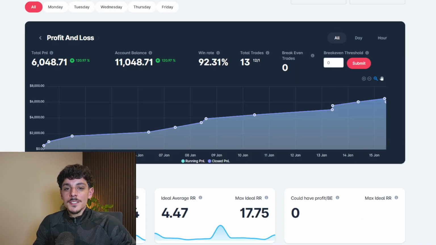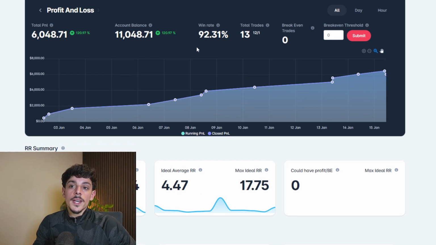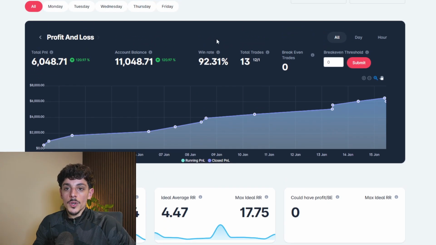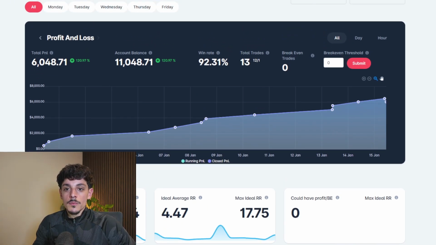Now that we are done with this backtesting session, let's take a look at the stats. We made a total of $6,048, so 120% of the account in only 15 days by risking 10% every single trade. So we went from an account balance of $5,000 all the way to an account balance of $11,048. We had a 92.31% win rate, a total trades of 13, so we won 12 and lost 1.